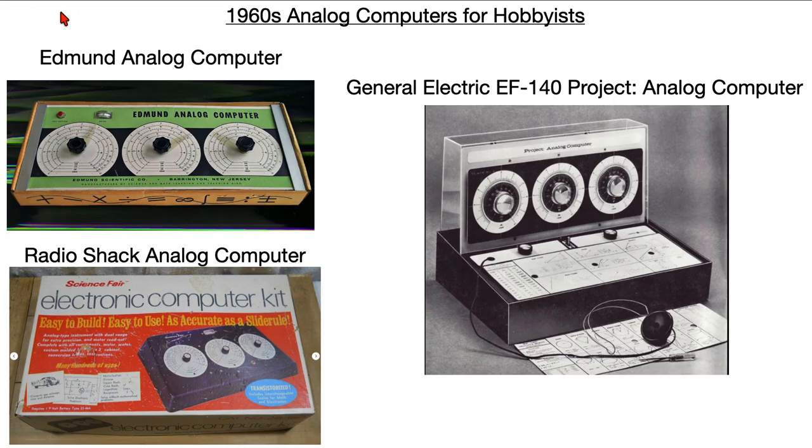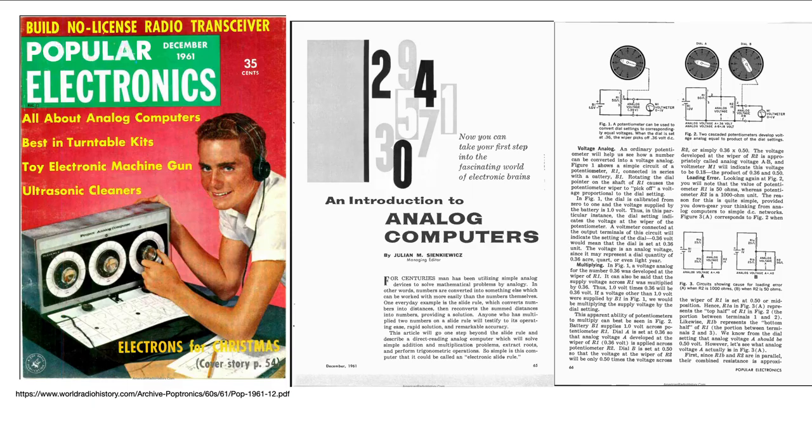Back in the 1960s, there were a number of analog computers that you could buy for hobbyists. And so Edmund Scientific made one that's shown here in the upper left. Radio Shack made one that was similar. And General Electric made one that's shown here on the right. And so these were available out there to build a computer.